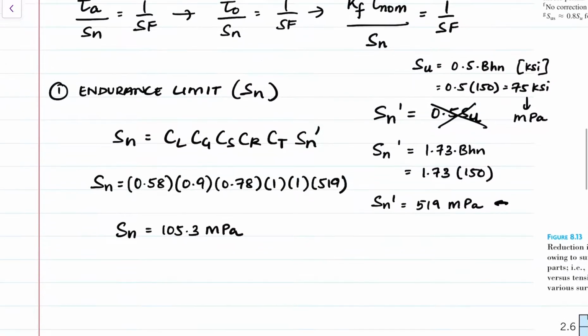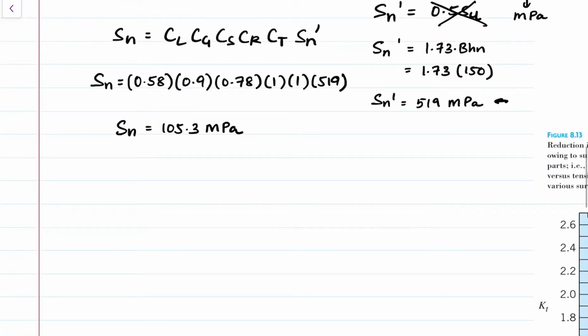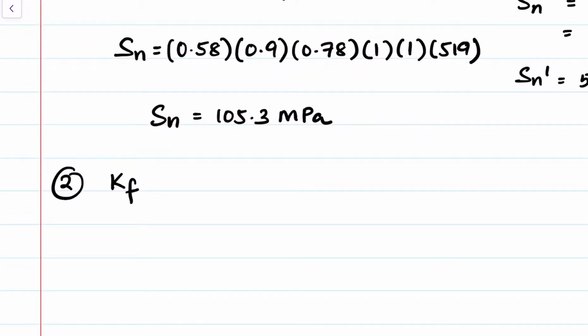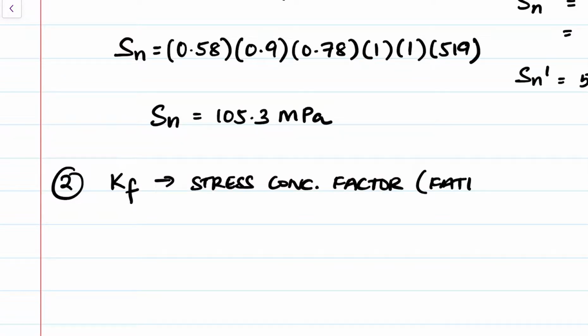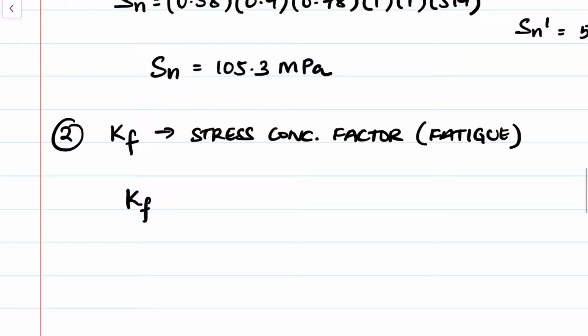The next thing we can do is find Kf. So Kf, again, like the stress concentration factor from chapter 4 in static loading, is completely dependent on the geometry. So Kf, or the stress concentration factor, but this is in fatigue. And the equation to find Kf is 1 plus Kt minus 1 times Q.